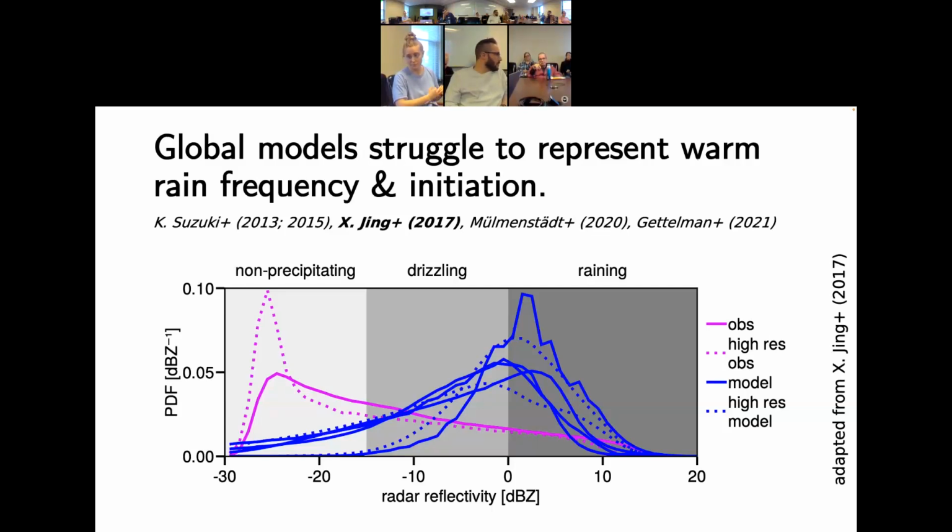So, are you using the CloudSat simulator to look at this? The edge is cut off. This is adopted from work by Jing et al., 2017. So I didn't do this processing. This is just kind of a motivating factor.